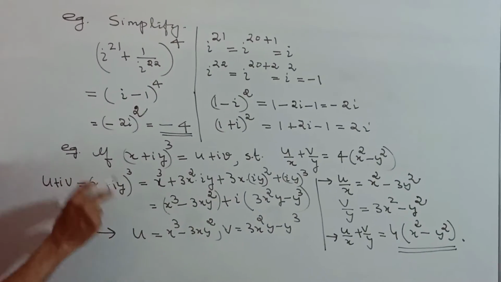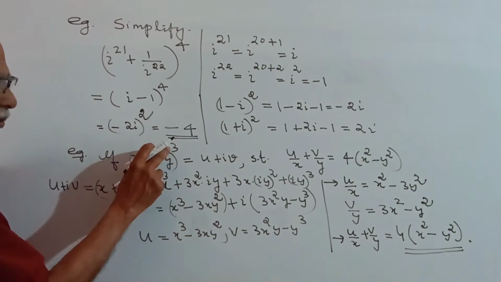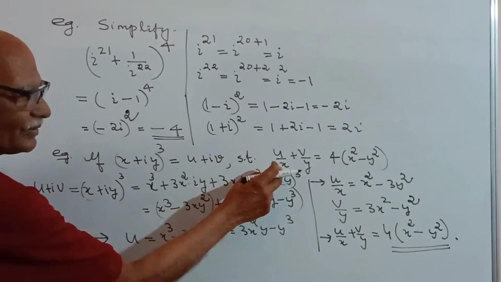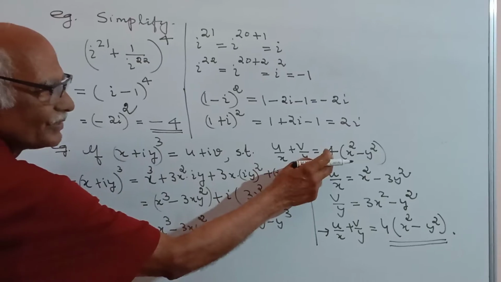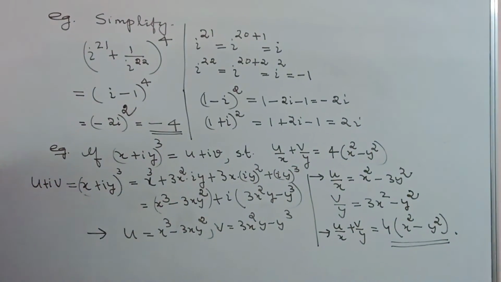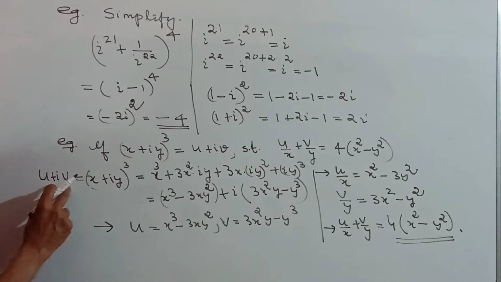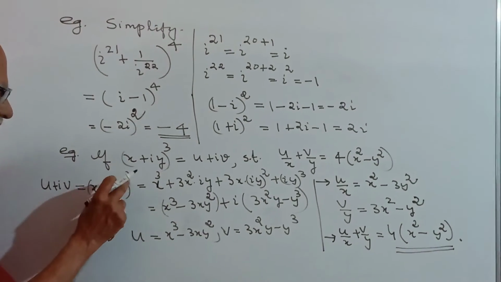Another example. If (x plus iy) the whole cube is u plus iv, show that u by x plus v by y is 4 into (x squared minus y squared). Now we apply binomial expansion. u plus iv is (x plus iy) the whole cube.